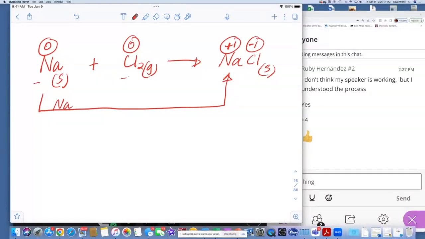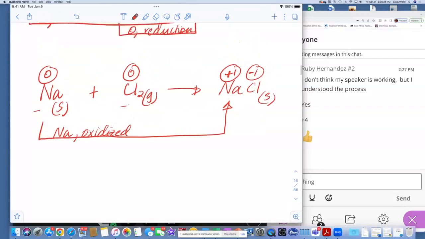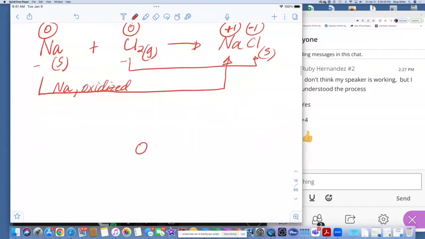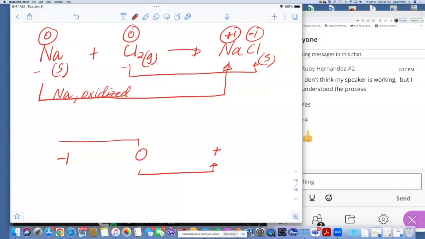So sodium, having a greater oxidation state in the chemical reaction, is being oxidized, right? Because it's going from 0 to +1. And then chlorine, in this case, is going from 0 to -1. So remember the number line, right? Negative to 0, 0 to positive. If you're going from 0 to +1, that's oxidation because you're going towards the right, more positive. If you're going from 0 to -1, that's reduction because you're going more to the left.